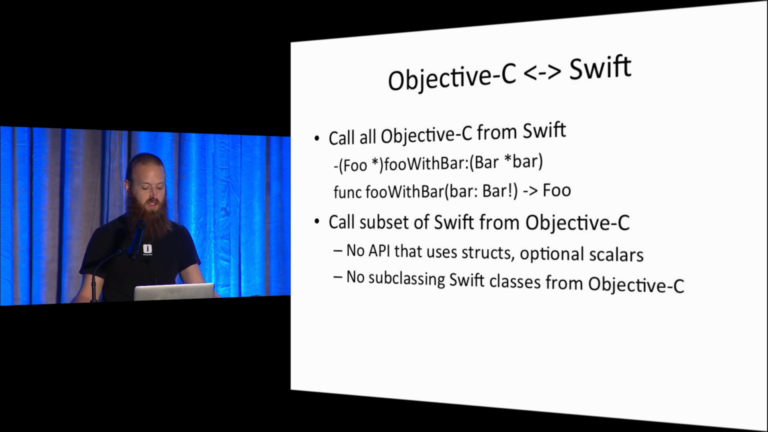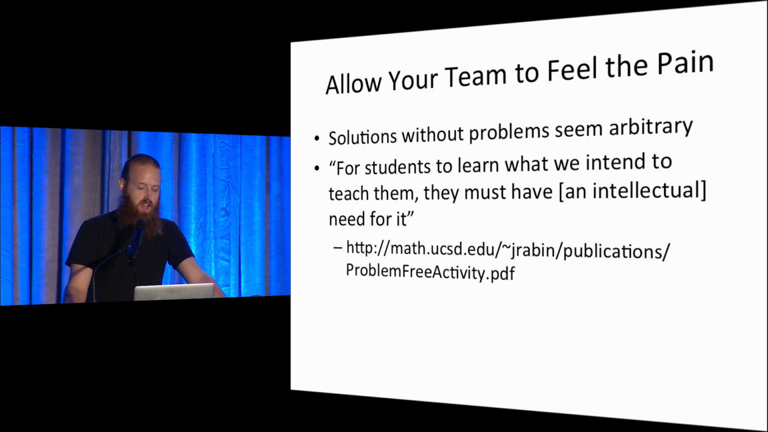There's more than that, and you can do even less than simply not using subclassing, such as not using structs or not using optional scalars. But those are the two that I ran into that hit me the worst. I had to convert a lot of struct code to be classes in order to make our code interoperable with Objective-C.